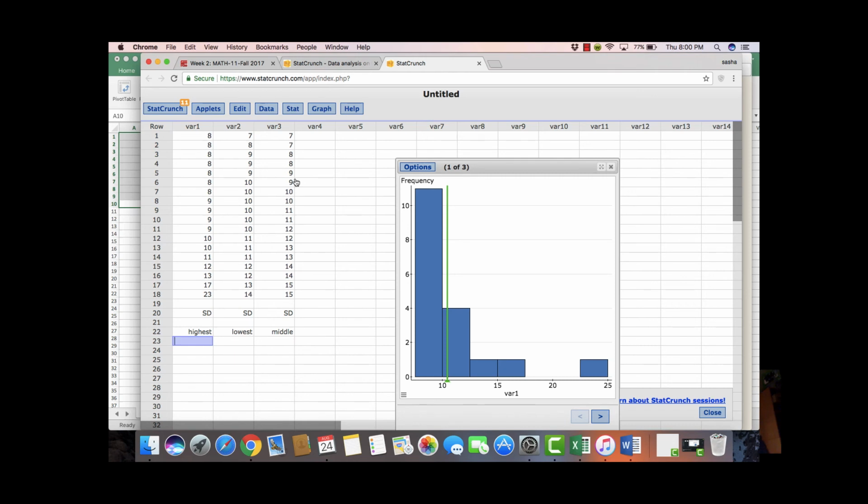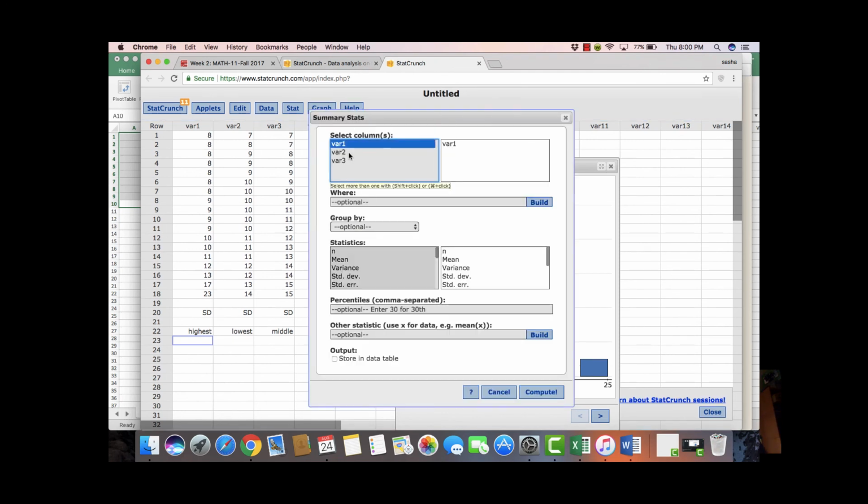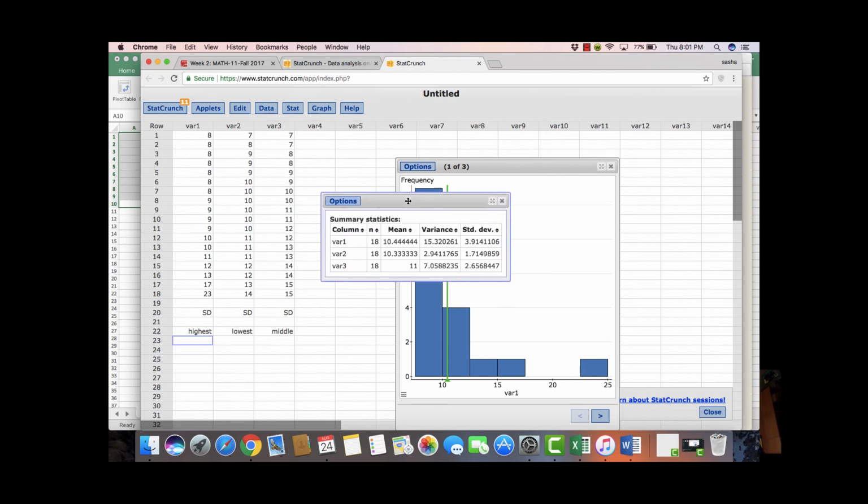And so I can actually calculate the standard deviations by just going to Summary Stats, Columns. I'm going to click on 1, 2, and 3. I'll assume that these are samples, and I'll calculate the mean and variance and standard deviation for all three of these. So let's see here. Variable 1 definitely had the highest variance, and taking the square root of that, the highest standard deviation. Variable 2 had the lowest variance and the lowest standard deviation. Variable 3 had the middle, and we can see those in actual numbers here as well.